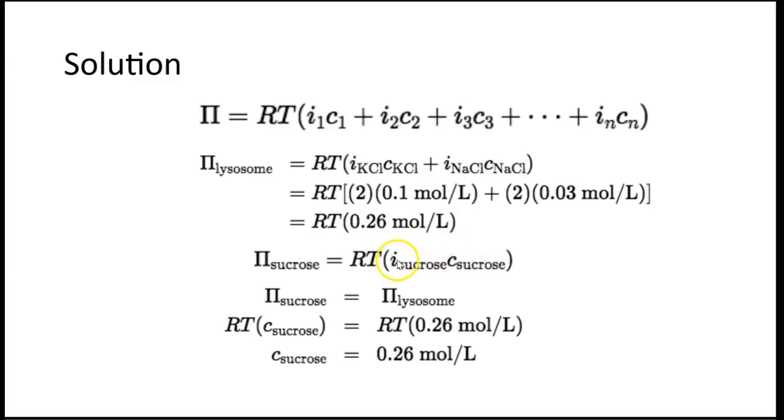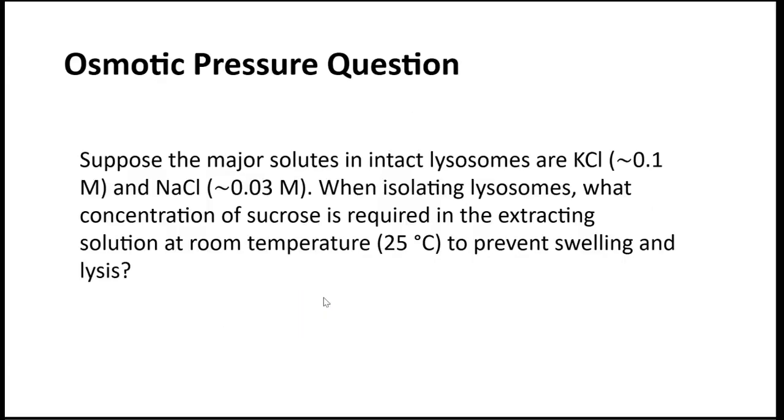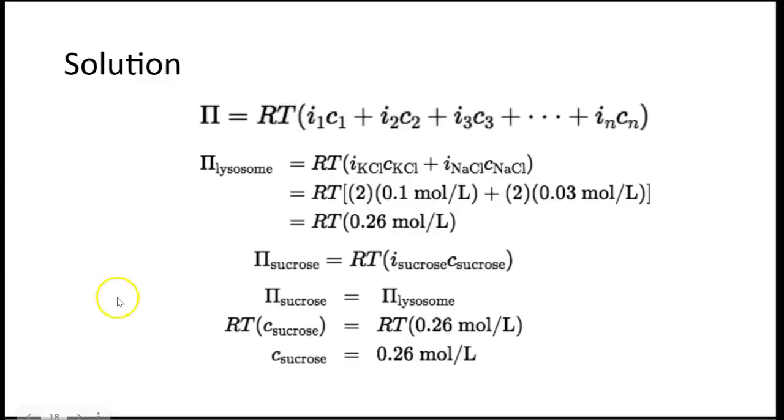Sucrose is sugar. It doesn't ionize, so i is just going to be 1. And once again, the gas constant and the temperature are going to be exactly the same, so that's why they're not defined right now. The problem states we want to prevent swelling and lysis. Therefore, we have to have the same osmotic pressure for sucrose and lysosome.